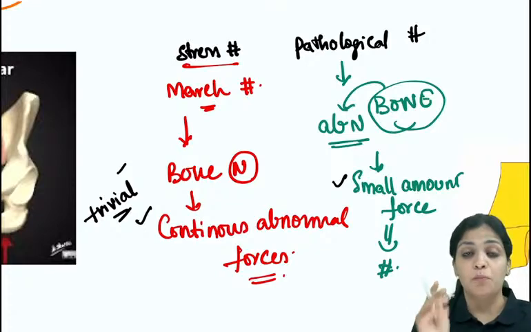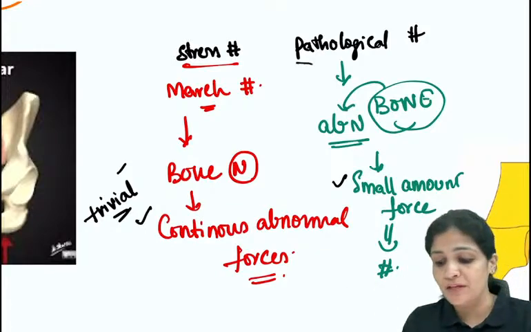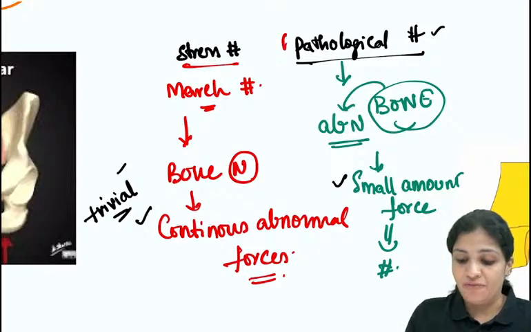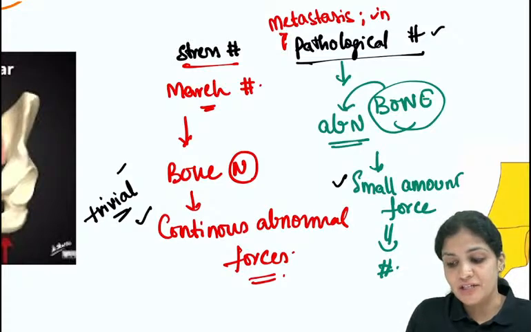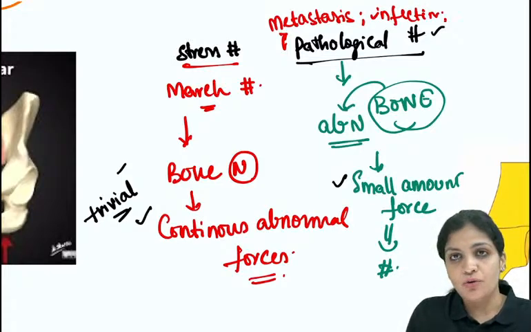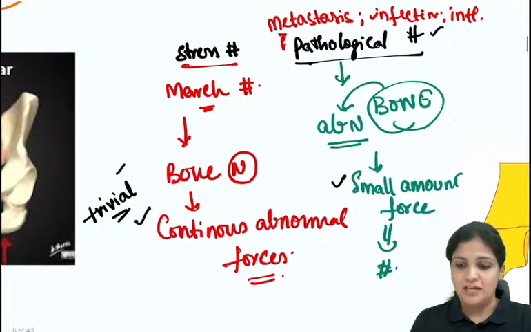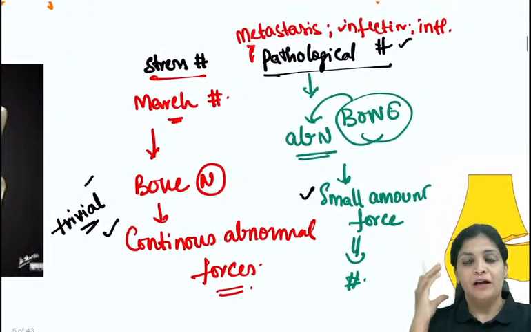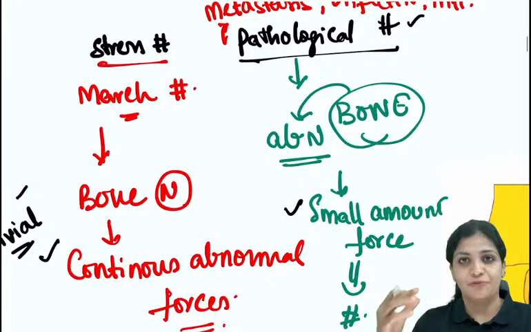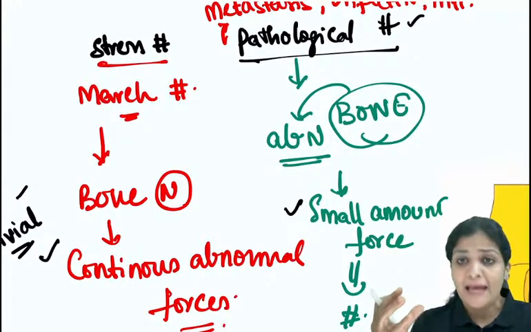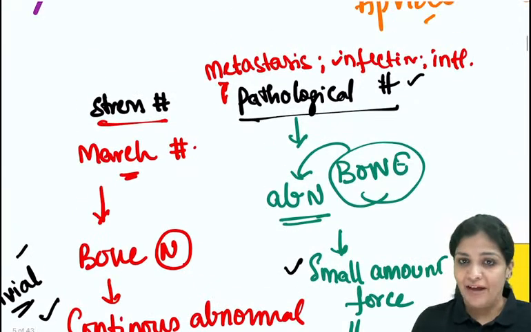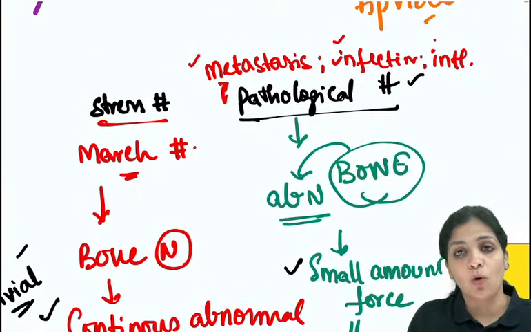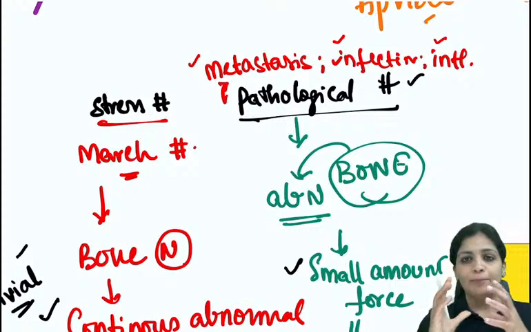But in one case, the bone is normal; in the other case, the bone is abnormal. You have to identify pathological fracture mostly in cases of metastasis, infections or inflammation. So you have to always think in terms of this. While looking at the X-ray, if you think the bone is not normal and the patient is presenting with a fracture, then you have to always evaluate for metastasis, infection or inflammation. That is how you come to the diagnosis.